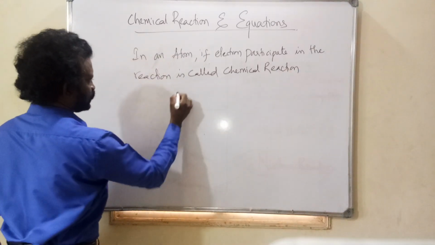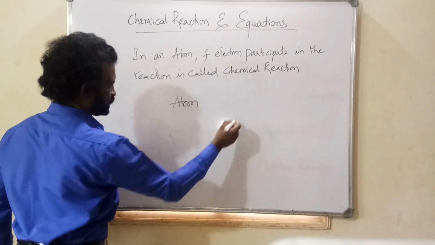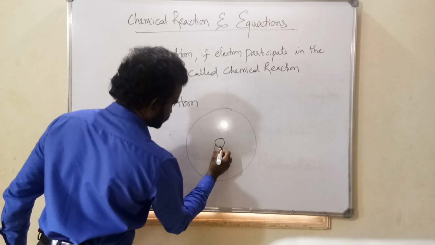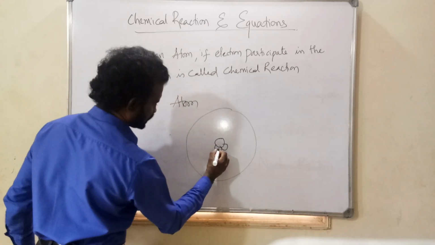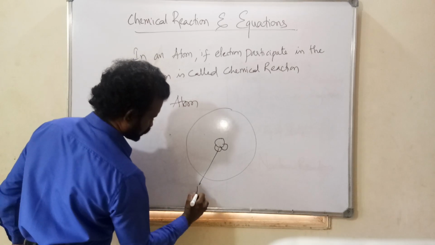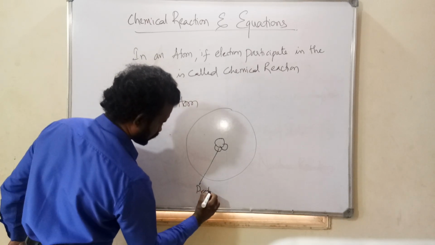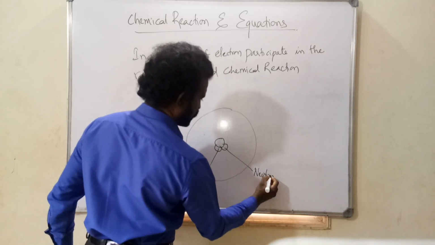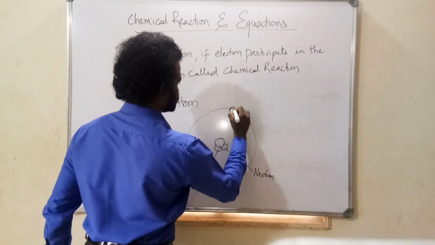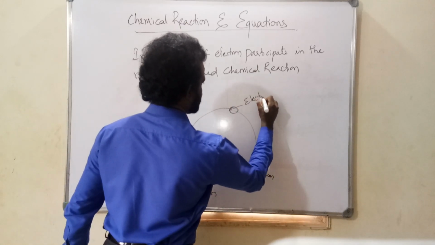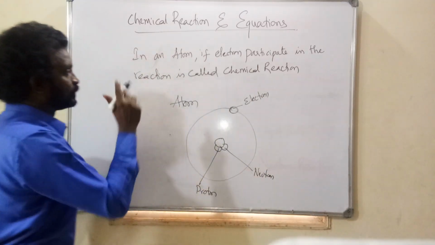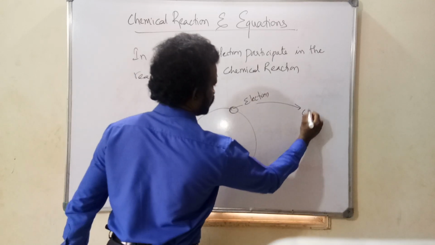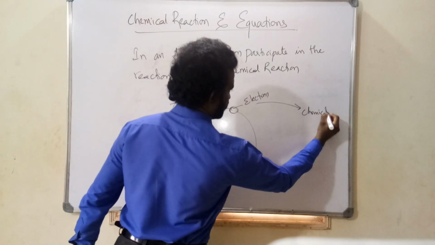Now, so this is an atom. Can you see the nucleus here? In the nucleus, proton and neutron are attached. This is proton. This is neutron. And electron revolves around. This is electron. In a chemical reaction, if the electron participates in the reaction, such a reaction is called a chemical reaction. Is it clear now?